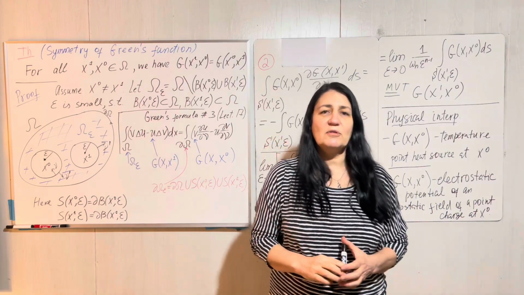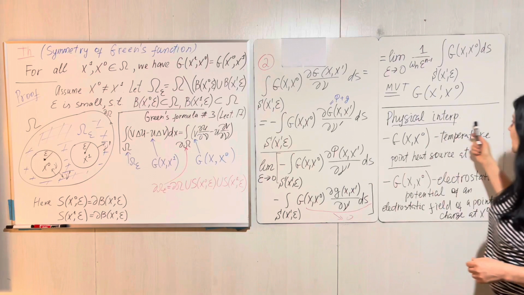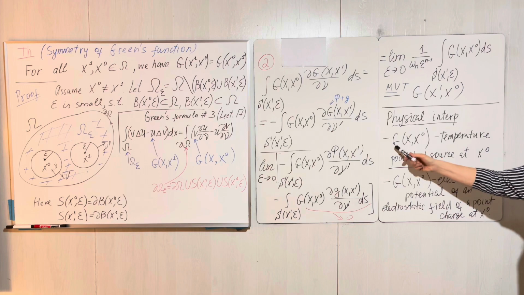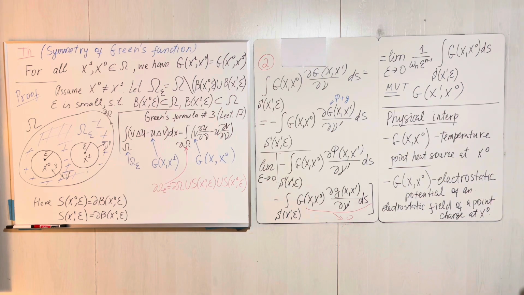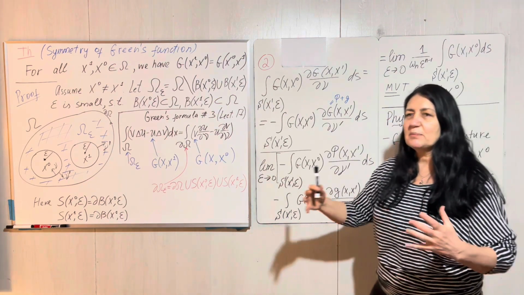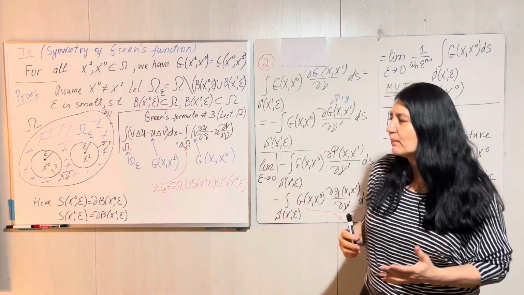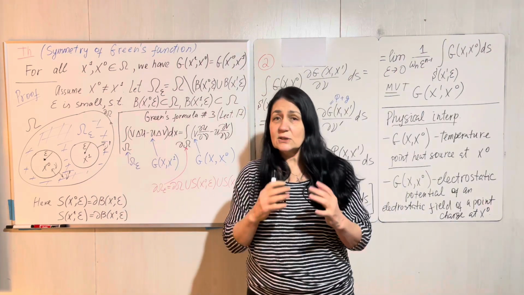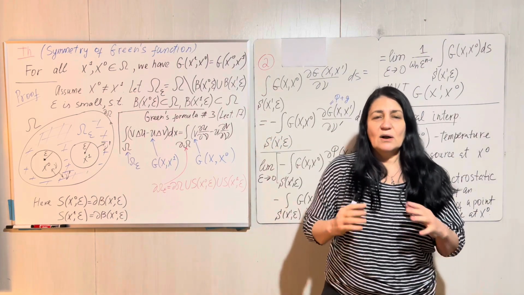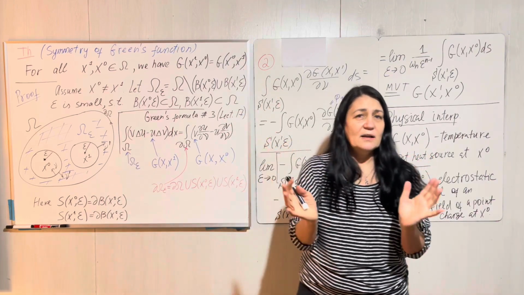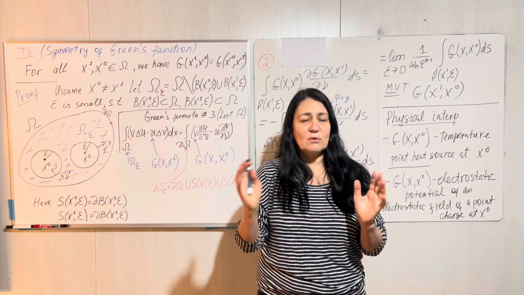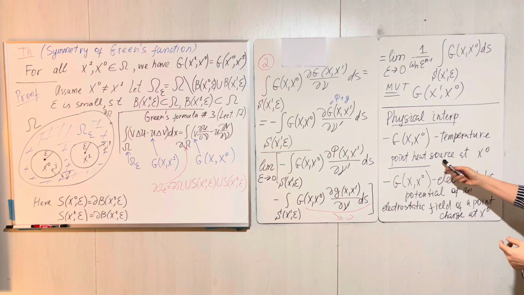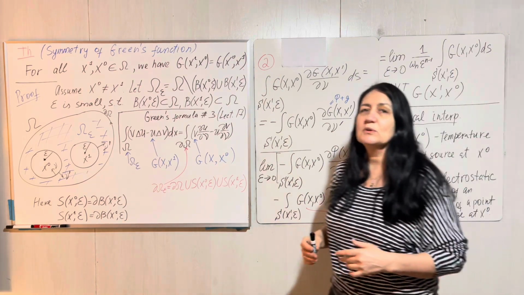And maybe a couple more comments about the physical interpretation. We can think of function g, actually of function negative g, as a temperature distribution, a temperature field generated by a point heat source located at point x0, and such that on the boundary of our domain omega, the temperature equals 0, the temperature vanishes, and the total amount of heat generated by this point source equals 1.